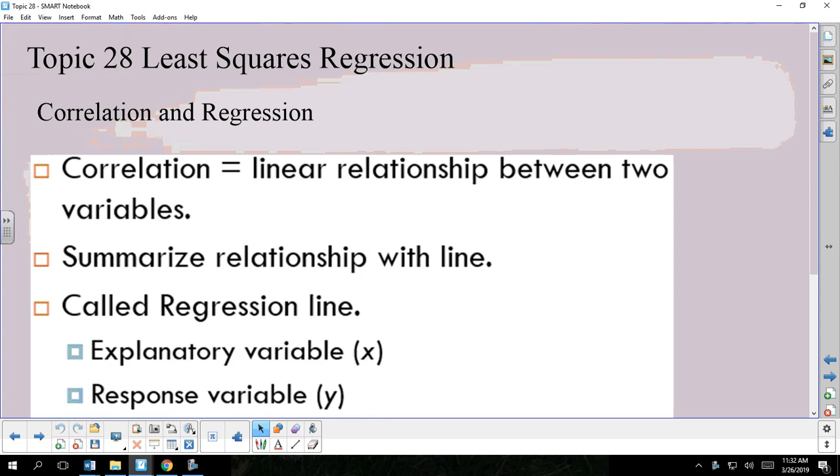Welcome to Mr. Angelo's statistics class. This is topic 28 on least squares regression lines. This lesson is on the link between correlation and regression lines.